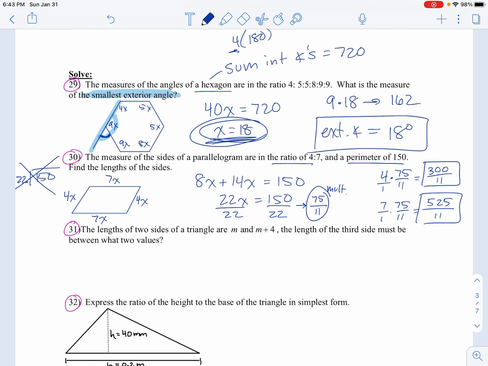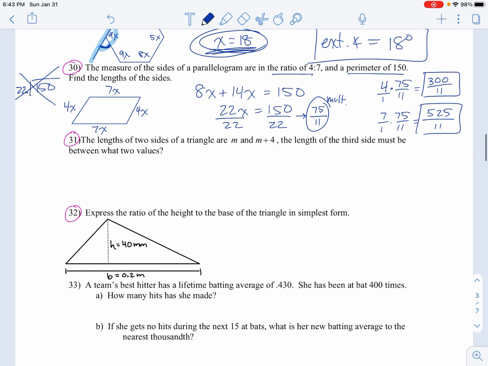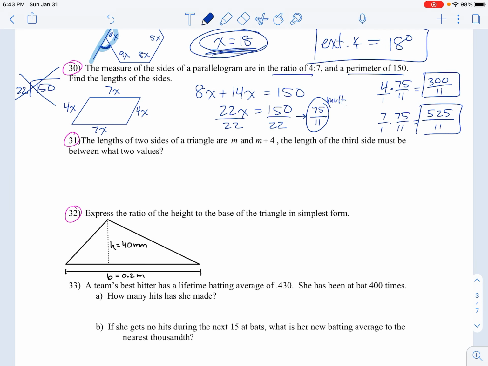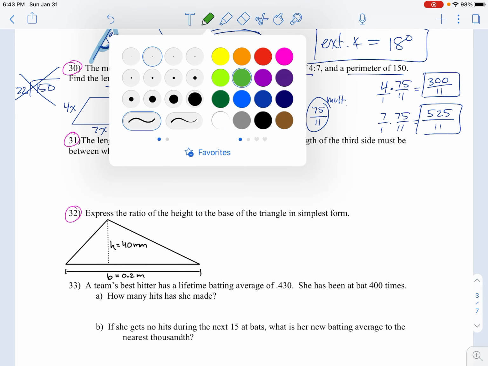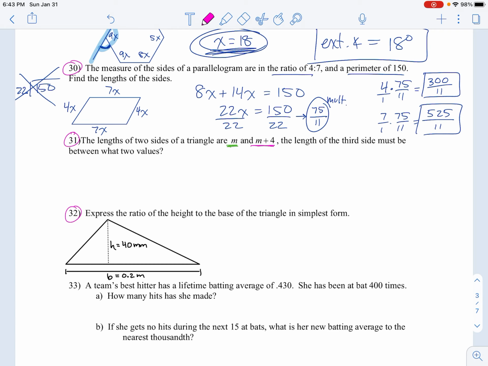All right, kind of switching gears here for 31 and 32. The lengths of 2 sides of a triangle are m and m plus 4. And I want to know the length of the third side. So I'm going to think about m and m plus 4 in 2 different colors here. Let's think about m as green, and then m plus 4 will be in pink. I'm going to put these together to make a triangle. My longer side, m plus 4, is going to be like this.